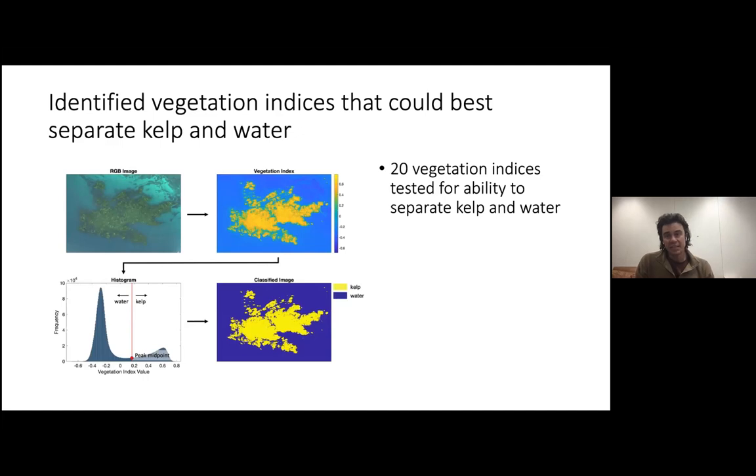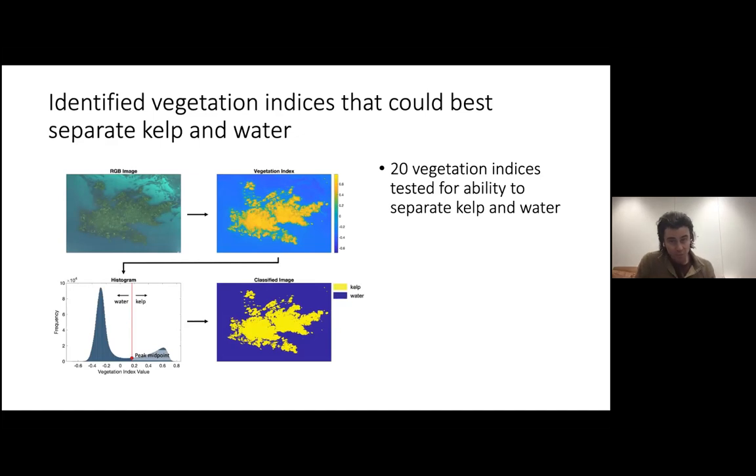We tested vegetation indices. A common approach for satellite imagery analysis is to use these vegetation indices that pick out photosynthetic vegetation, for example, from the background. And there's a wide variety of indices. We tested 20 different indices for their ability to separate kelp and water.